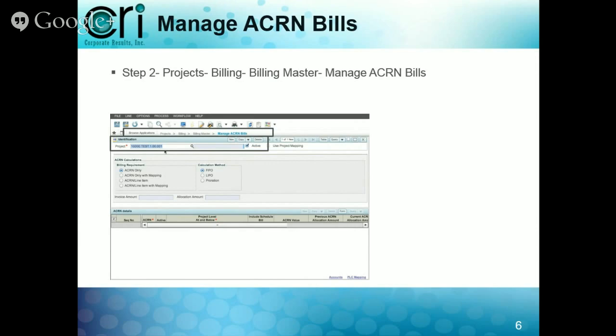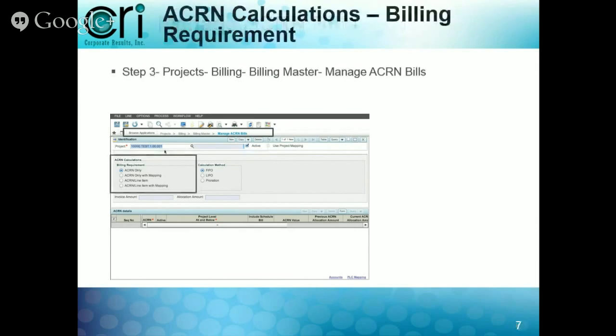The next part of the screen that we're going to talk about is the ACRN calculations. Okay, so the billing requirement in the ACRN calculations, we have 4 choices here. Okay, so we have 4 calculation rules. Only 2 of these rules allow for the use of WAWF transmission of those invoices. So we'll be reviewing that. I'll point those out when we get there. We're just going to start top to bottom.